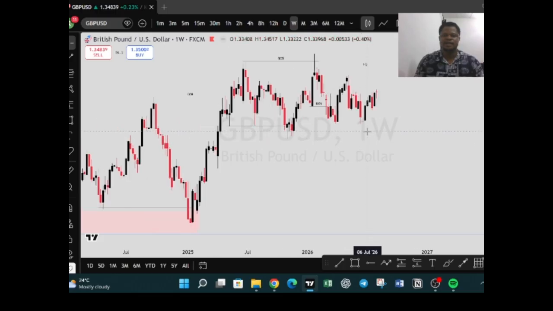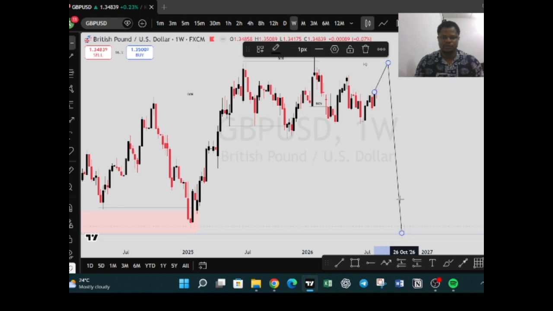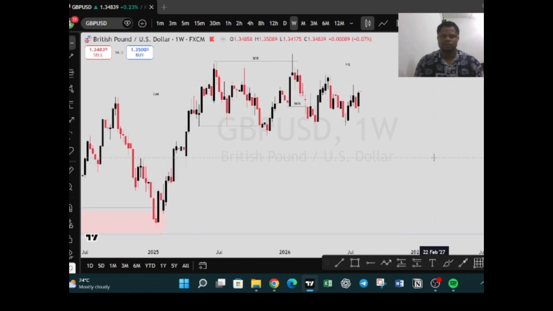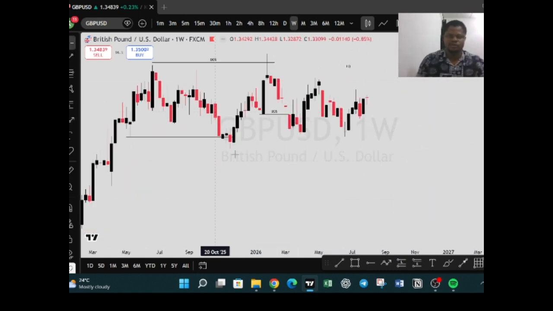So for us to sell down to this low here, this high needs to be taken out. We need to take out this high, then we can sell to this point here on GU. Now that is what we can see on the weekly time frame. We have break of structure and we need this liquidity to be taken out.